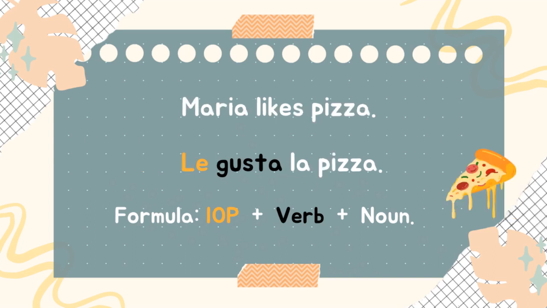Let's look at another example. Maria likes pizza. To whom is the verb being done to? Maria. So find your IOP for Maria. Le. We're talking about one pizza. So we're going to use gustar in singular, which would be gusta. And then we have la pizza. And it reads, le gusta la pizza. The pizza is pleasing to her. Her referring to Maria. Or Maria likes pizza, or she likes the pizza.